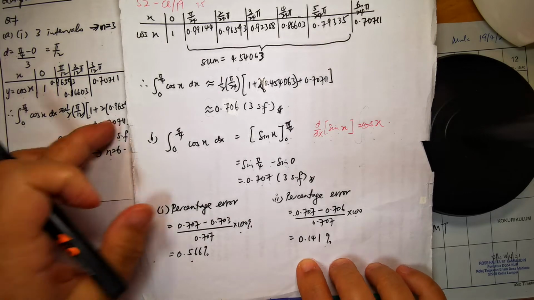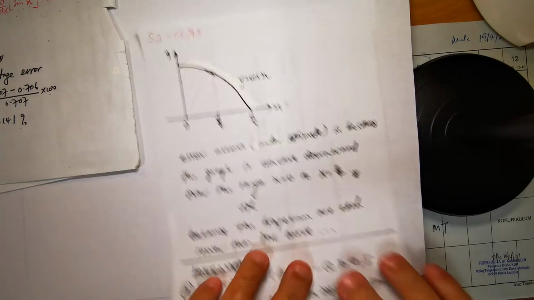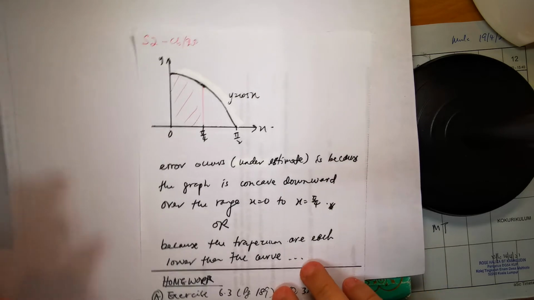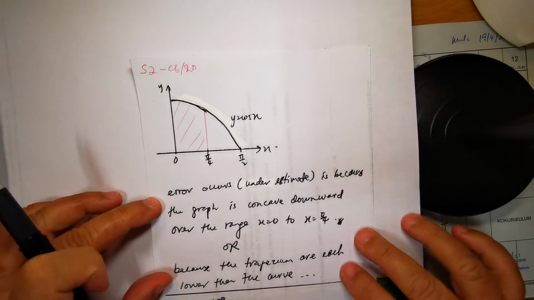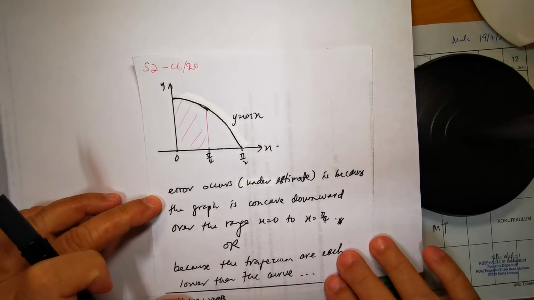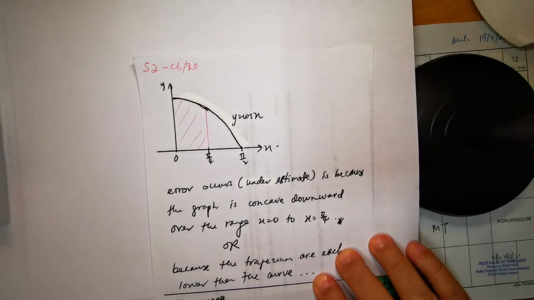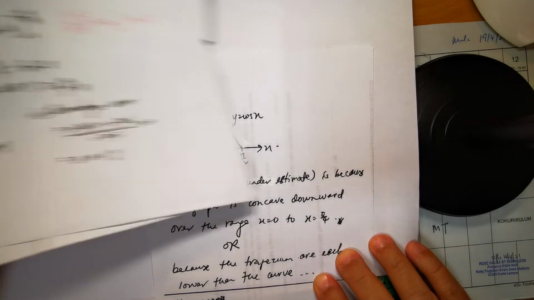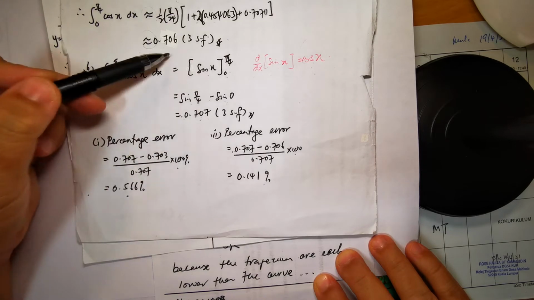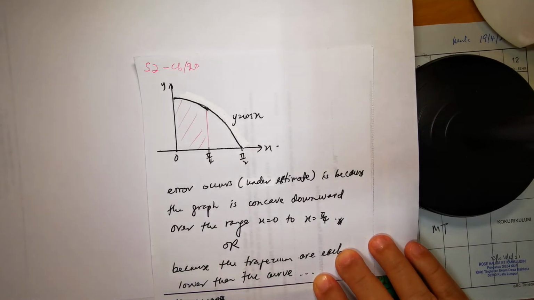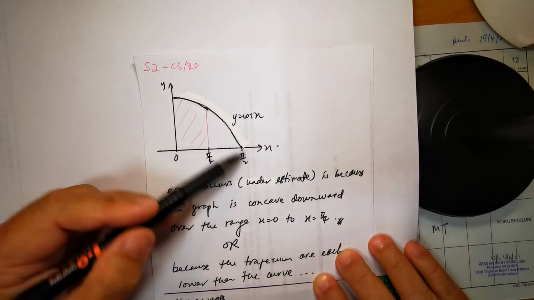Okay. Then next, they want us to use one diagram to explain why the error happened. Why this error? Why got different? Why got error? It means they actually want you to say why it's underestimate or overestimate. So we draw the graph for cos x.